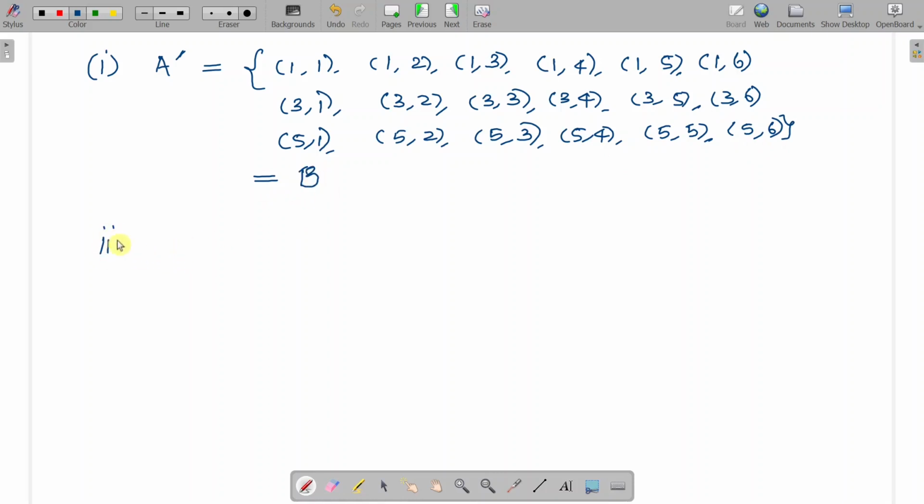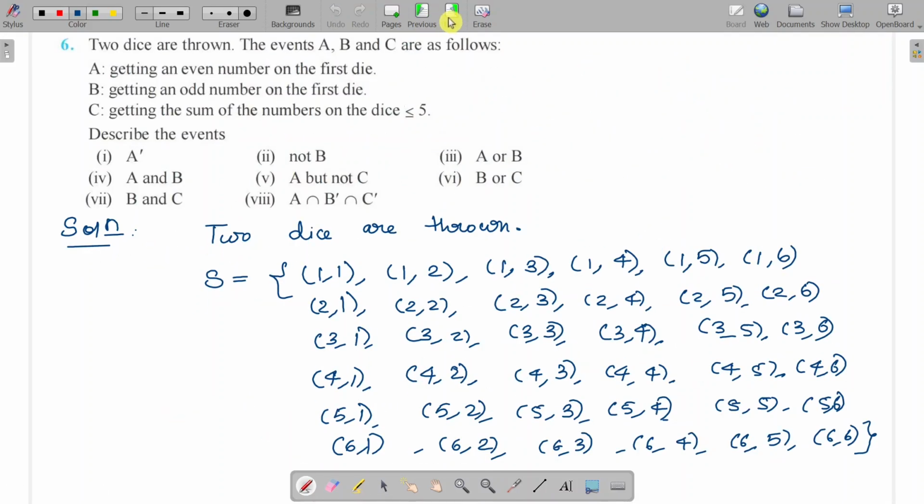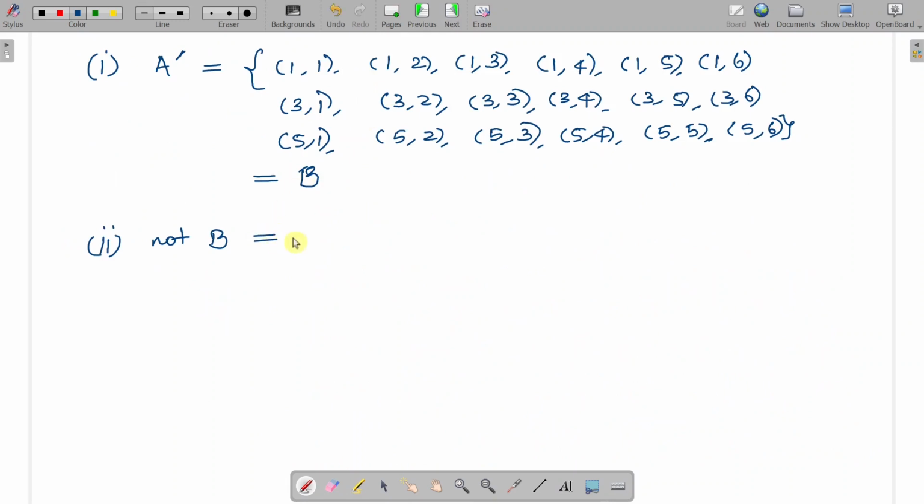Now second, not B we have to find. Okay, not B means simply it is B complement. Okay, so B complement is what? So B set was the set in which the sample point consisted of an odd number on the first die. Okay, so the complement will be the sample points in which we get an even number on the first die.